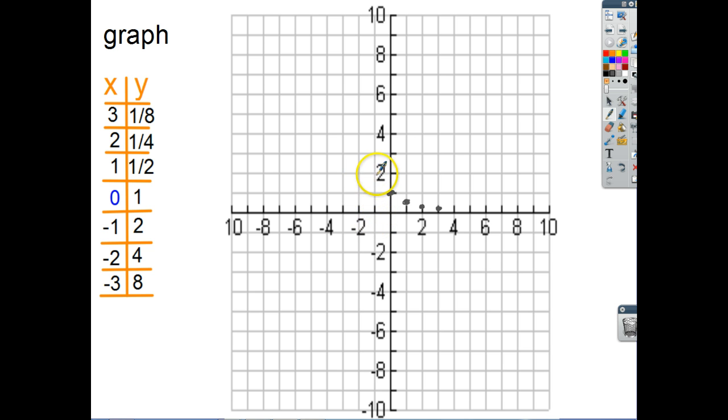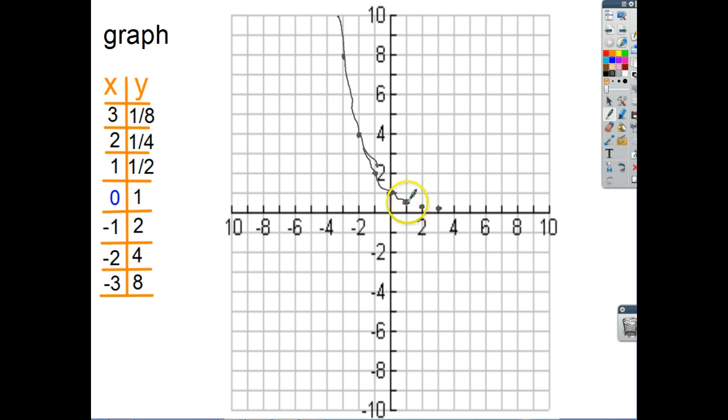-1, we're at 2. -2, we're at 4. And -3, we're at 8. Well, now that's quite a few points here, and as you remember from the last section, we don't normally use that many points, but just on this first one I wanted us to have quite a few so that we can see the nature of this curve. And I'm going to try and freehand a curve through here.